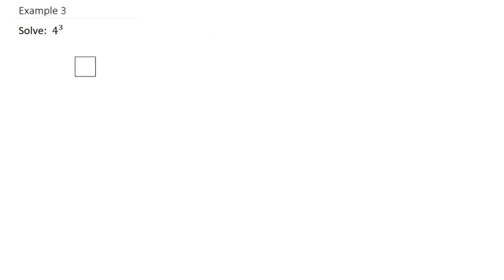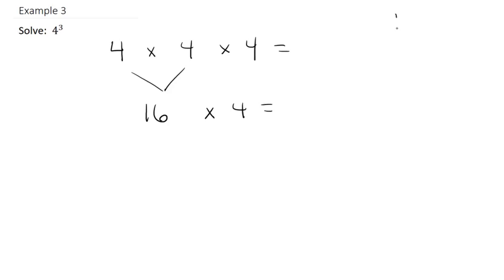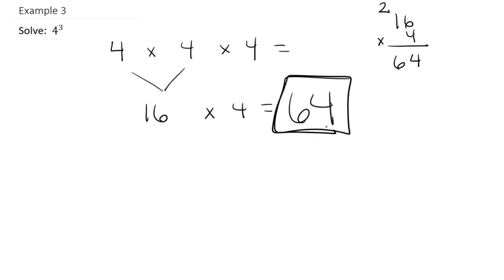So let's now look at another example. Example 3. Solve for the following. 4 raised to the 3rd power. So we have 4 times 4 times 4. This is because we have a base number of 4, and our exponent is 3, so we have 3 copies of 4 that we multiply. So we have 4 times 4, that is 16. Times 4 gives us what? Let's do that to the side. 6 times 4 is 24. Carry the 2. 4 times 1 is 4, plus 2 is 6. So we have 64. And that would be our solution to this problem.